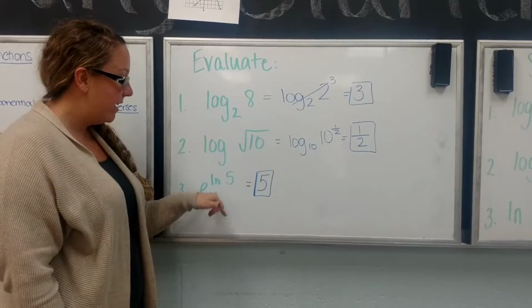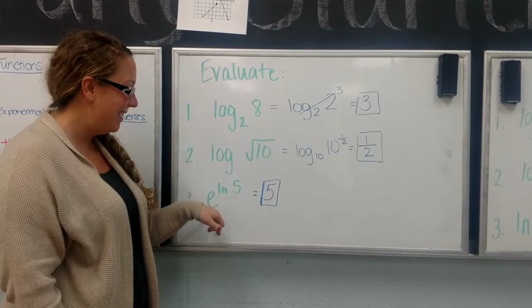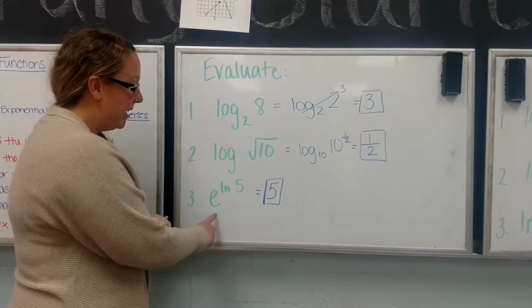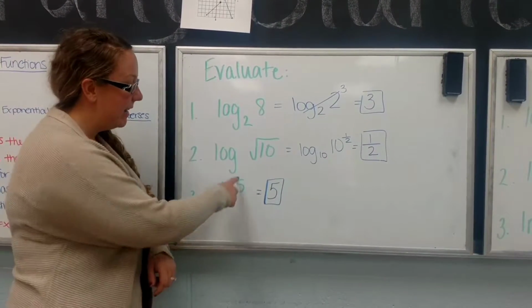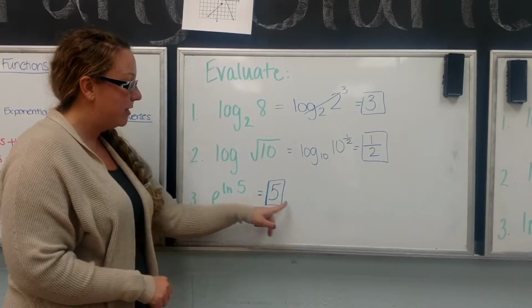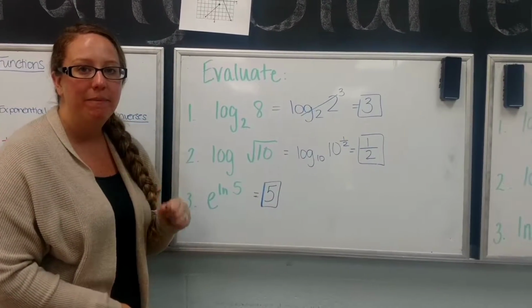And last, I have e to the ln of 5. Because e and ln are inverses, they cancel out right here, and I'm just left with 5 as my answer.